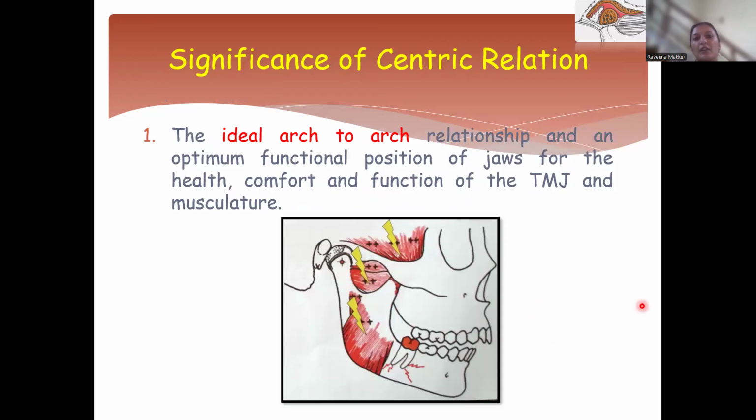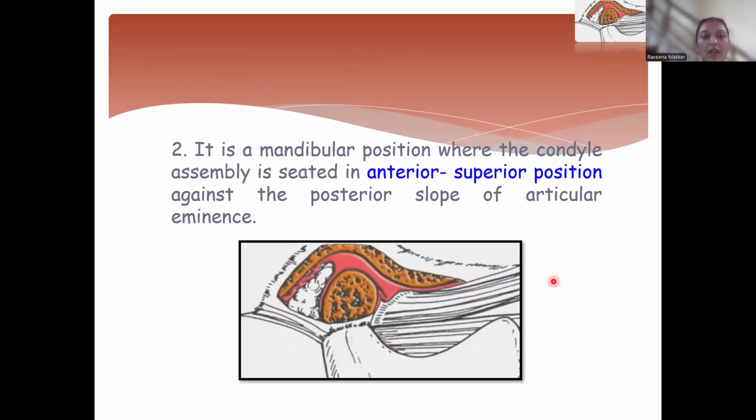Now, what is the significance of centric relation? It is an ideal arch-to-arch relationship and an optimum functional position of the jaws for the health, comfort, and function of the temporomandibular joint and the musculature. Next, it is a mandibular position where the condyle assembly is seated in the anterior superior position against the posterior slope of the articular eminence.